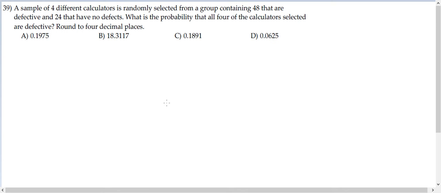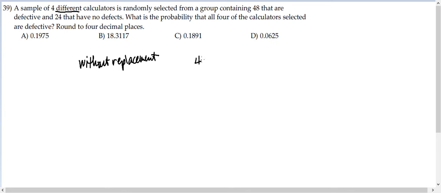All right, so for this question about calculators here, we have a sample of 4 different calculators. Now that word different is actually really important here, because what they mean when they say different is without replacement. It's kind of a subtlety there about that question. And in fact, this one is on the test, and I actually put the words without replacement in there just so it's totally clear that that's what they mean.